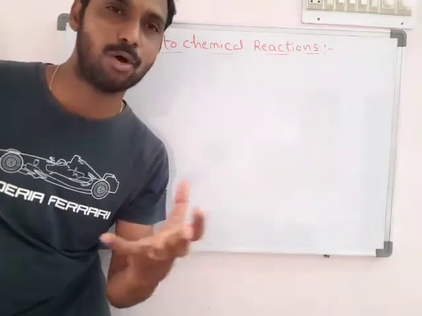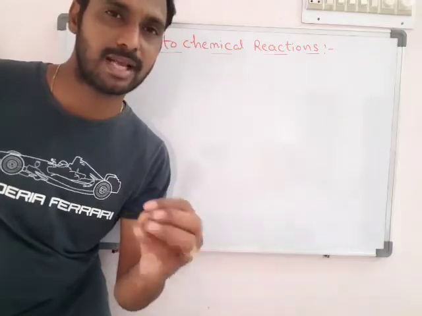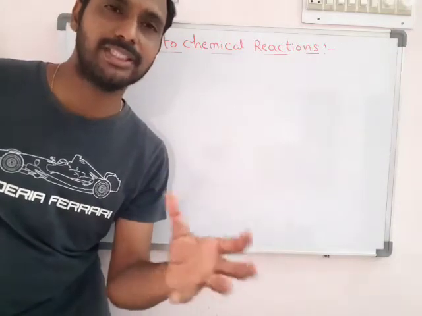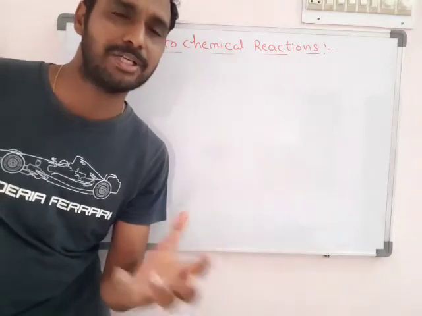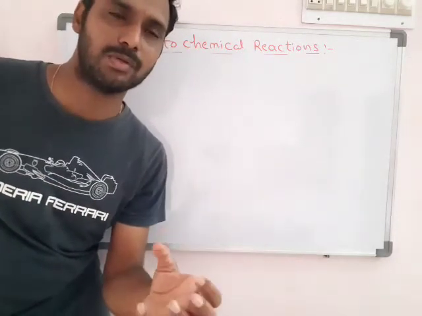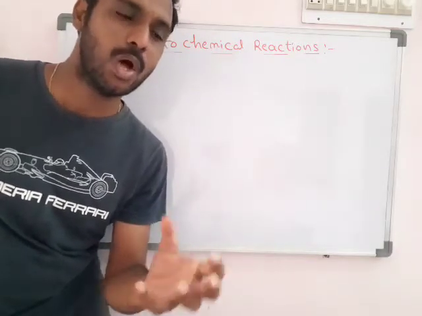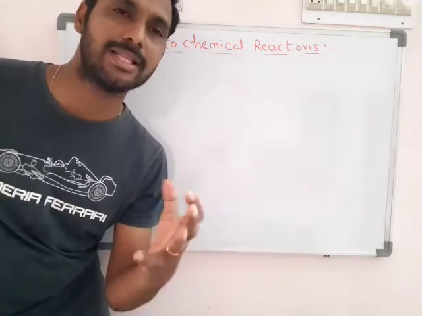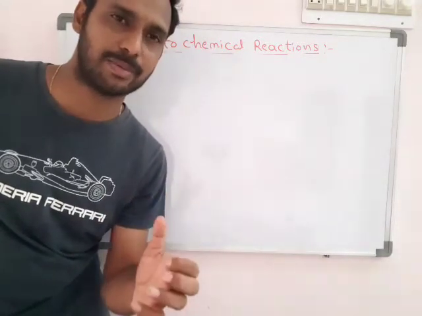So generally we use the word sunlight. Sunlight means direct sunlight falling in the open air. That is called normal sunlight. But inside the room, inside the shelter, that is called diffused sunlight. In the presence of sunlight or diffused sunlight, some chemical reaction takes place.